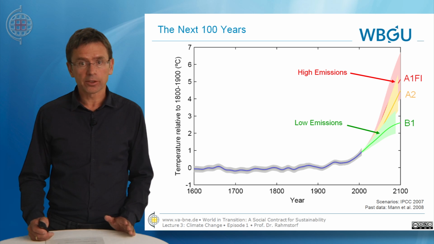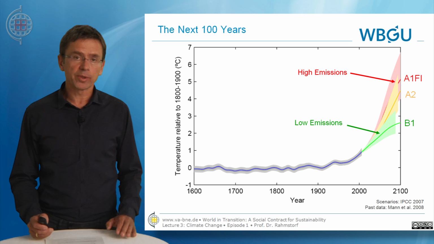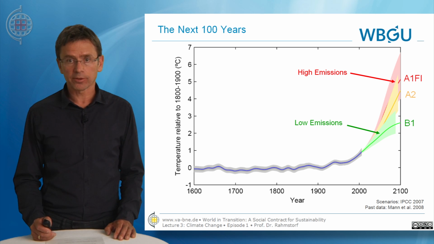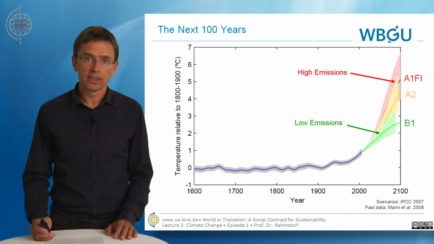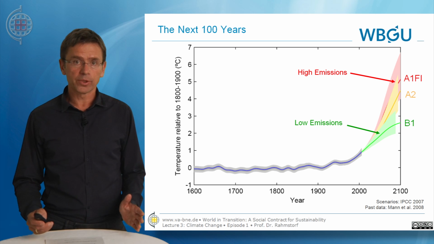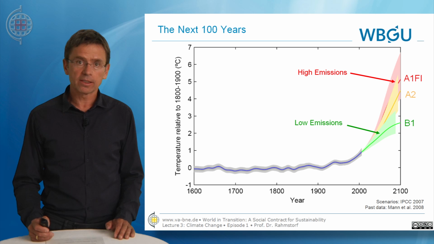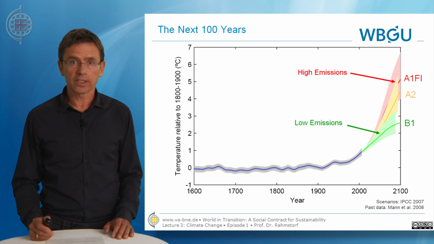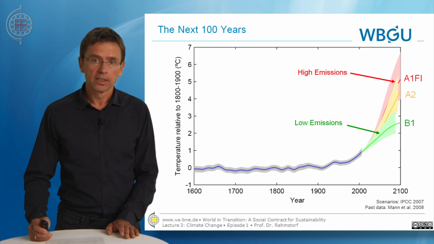Relatively low emissions in the green scenario, they would lead to a warming somewhere between 2 and 3 degrees centigrade by the end of the century, or a more pessimistic assumption about how much we will emit, that would be the red one here, which leads to a warming between 4 degrees and 7 degrees. That would, by the way, be a completely different planet, because between 4 and 7 degrees, that happens to be the temperature difference between the last ice age and today. And certainly during the last ice age, it was a completely different planet.